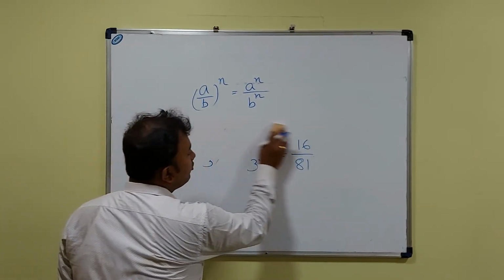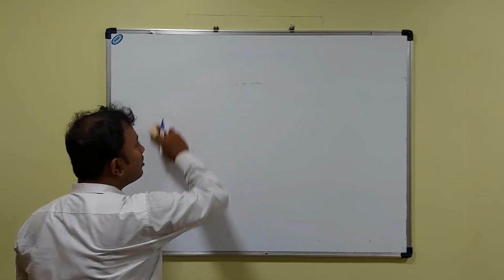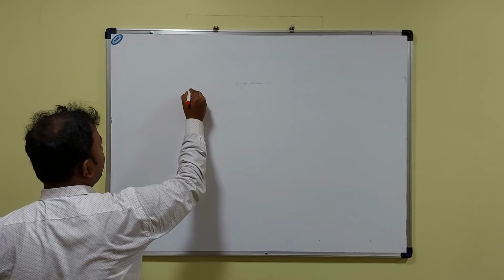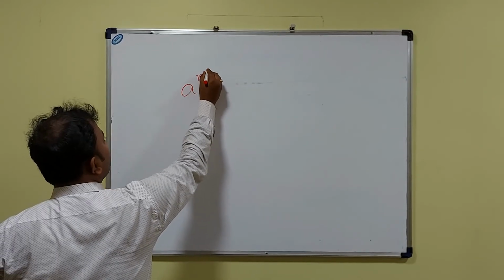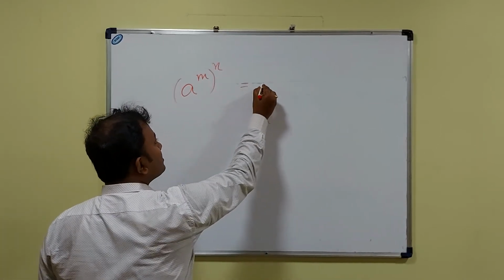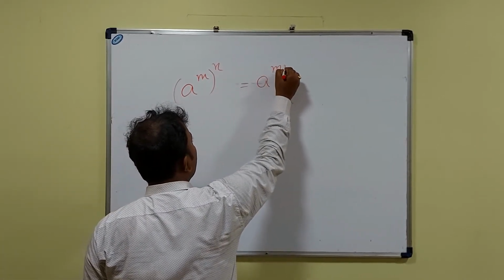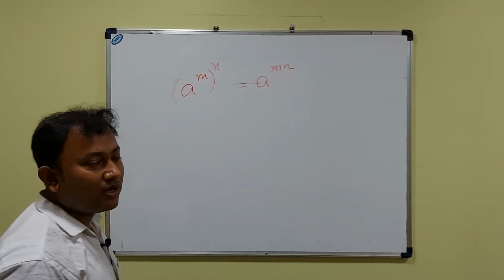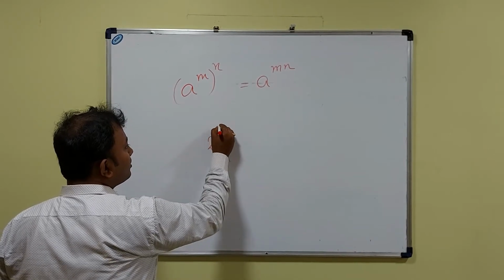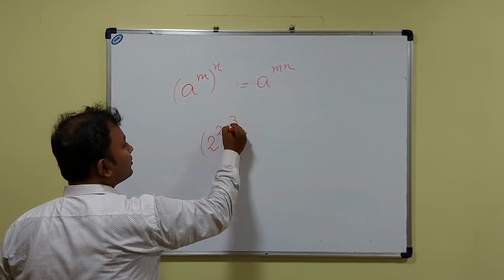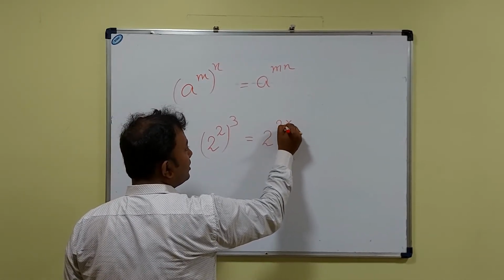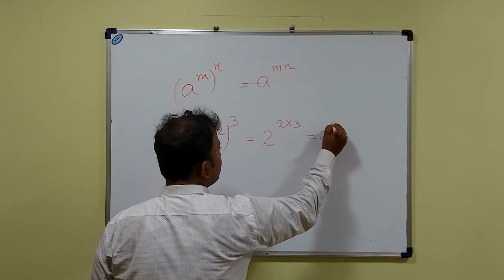One more formula is there, that is a to the power m whole to the power n. In this case, what happens? The powers are multiplied, that is a to the power mn. Let us take an example. 2 to the power 2 whole to the power 3. The result is 2 to the power 2 into 3, that is 2 to the power 6.